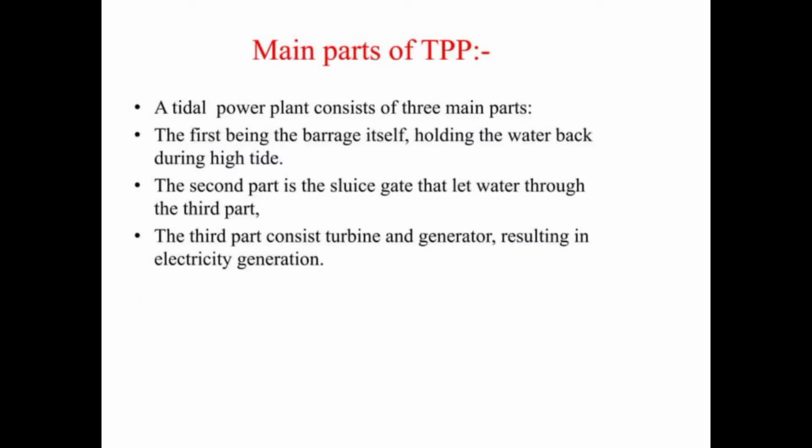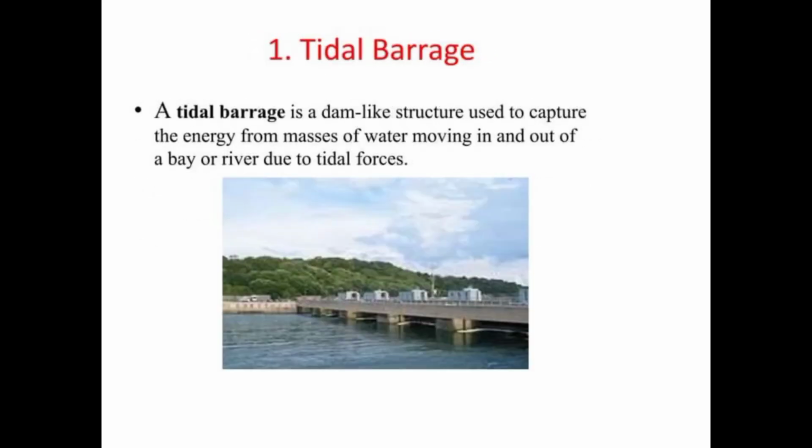Main parts of tidal power plants. A tidal power plant consists of three main parts. The first is the barrage itself, holding the water back during high tides. The second part is the sluice gate that lets water through. The third part consists of the turbine and generator, resulting in electricity generation.